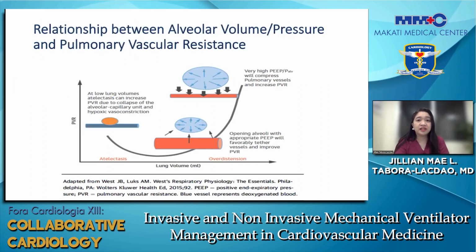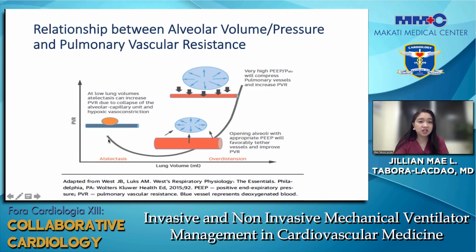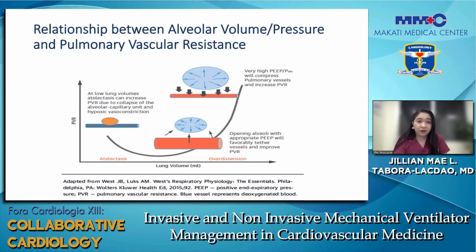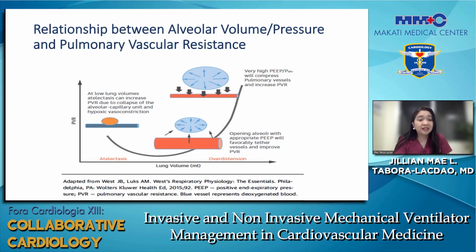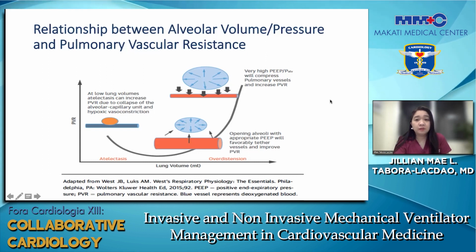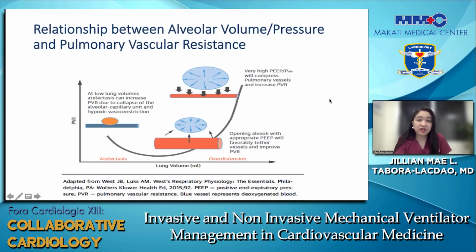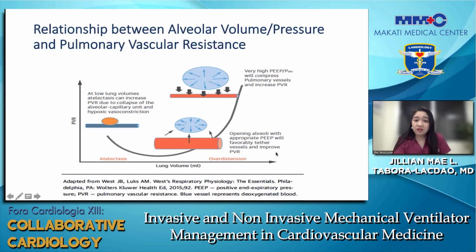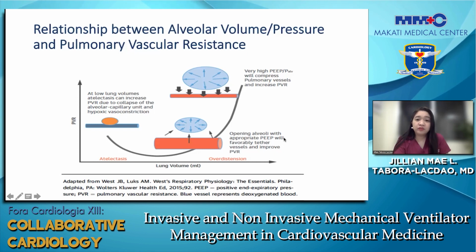This slide shows the relationship between the alveolar volume over pressure and pulmonary vascular resistance. Take note that atelectasis and overdistension can increase the PVR. At low lung volumes, atelectasis can increase the PVR due to collapse of the alveolar capillary unit and hypoxic vasoconstriction. And at very high alveolar pressures, it will compress the pulmonary vessels and again increase the PVR. Opening the alveoli with the appropriate PEEP will favorably tether vessels and improve the PVR.